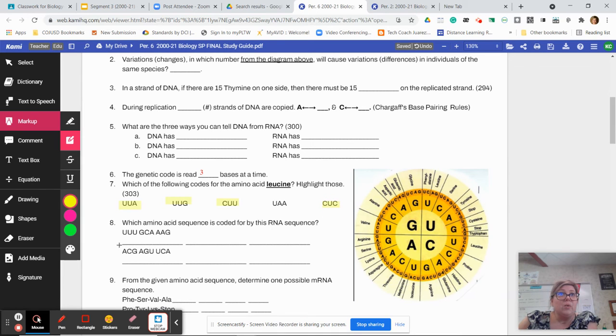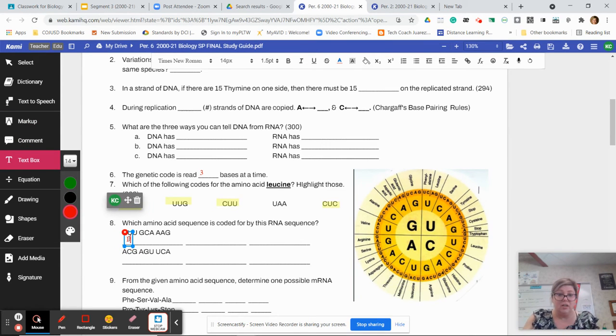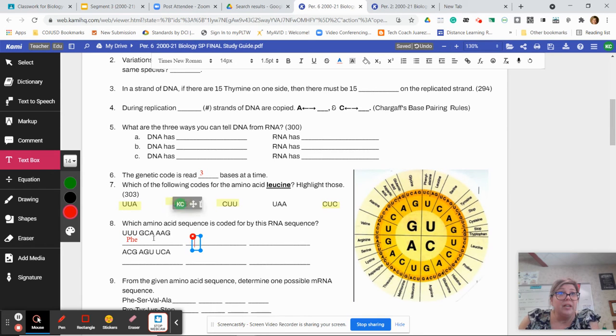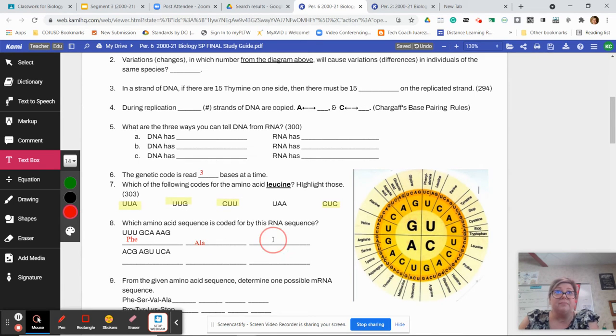All right, so which amino acid sequence is coded for by this RNA sequence? We're doing the same thing now, we're just listing the amino acids. So UUU, U is our first letter, U is our second letter, and U is our last letter. That's phenylalanine. I'm going to abbreviate PHE. Our second one is GCA. GCA is alanine. AAG, that brings in lysine.